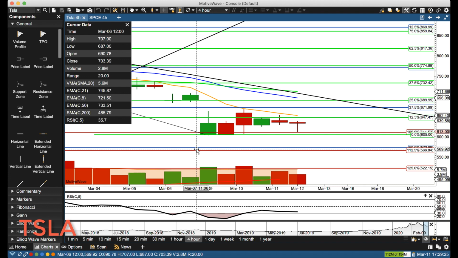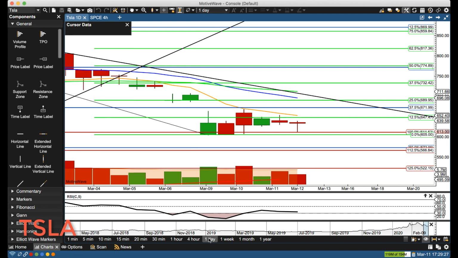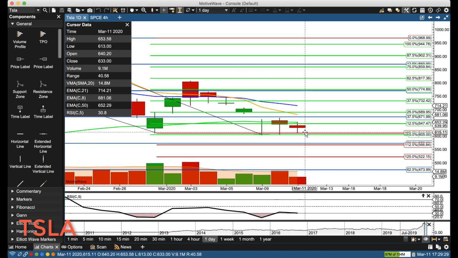Pretty boring day in Tesla. Let's look at the 1 hour first real quick. So 1 hour inside bar, we're still watching this key low 605. Below the key low 605, we'll be targeting the 5.6, about 570, right in between this cluster. Then 522 to the downside.